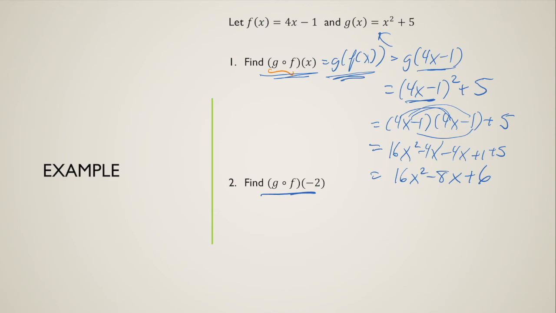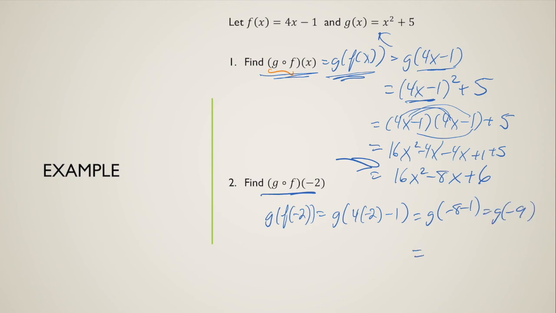If I want to find g composed with f of negative 2, I'm going to substitute in negative 2. So I've got g of f of negative 2, which is g of 4 times negative 2 minus 1. And again, I could substitute it into the composition of g and f that I found, but I'm going to solve it this way. That gives me g of negative 8 minus 1, which is g of negative 9.